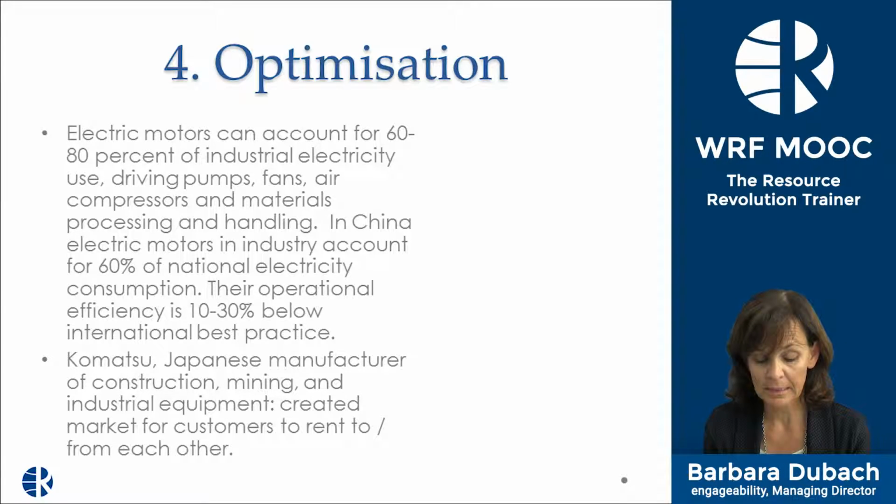Another example is that today many airlines pool resources at airport hubs and provide each other spare parts. Komatsu, a Japanese manufacturer of construction, mining, and industrial equipment, has created a market that enables customers to rent to and from each other. It is an example of a company converting equipment sales to services and introducing product services systems.